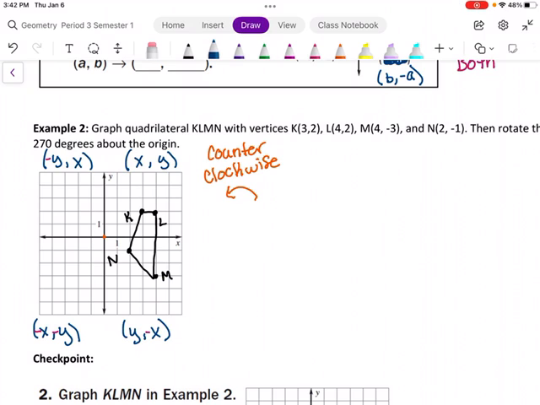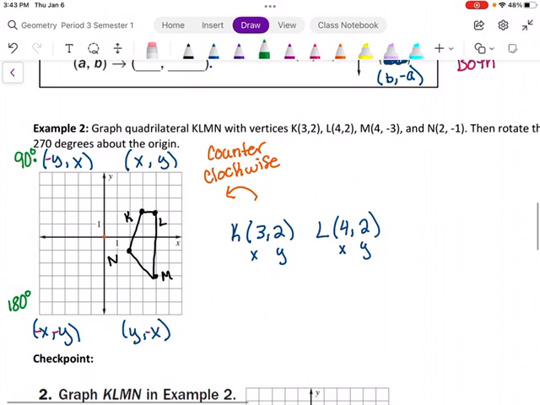So if you look, K and L are both in the first quadrant with x and y. So we know K is 3, 2. So that's our x and our y coordinates. And L is 4, 2. And again, for this point, that is also our x and our y. We're going to rotate this 270 degrees. So if we go to the next quadrant, that would be 90 degrees. The one below that would be 180 degrees. So we're going to go all the way to quadrant 4, where it's going to be 270 degrees.